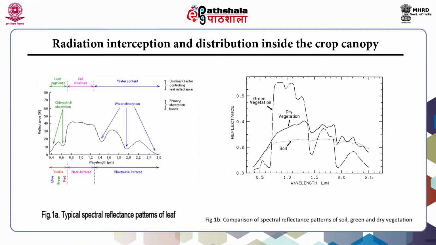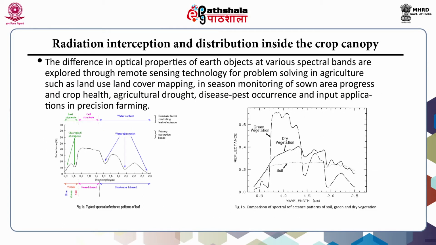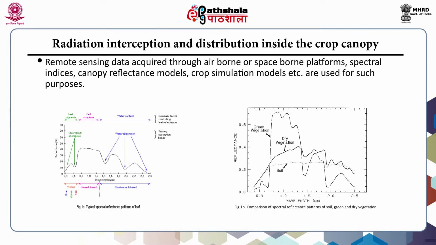And in the second figure, you can see the comparison of spectral reflectance patterns of soil, green vegetation and dry vegetation. The difference in optical properties of the earth objects at various spectral bands are explored through remote sensing technology for problem solving in agriculture, such as land use, land cover mapping, in-season monitoring of sown area progress and crop health, agricultural drought, disease pest occurrence and input applications in precision farming. The remote sensing data acquired through airborne or spaceborne platforms, spectral indices, canopy reflectance models, crop simulation models, etc. are used for such purposes.